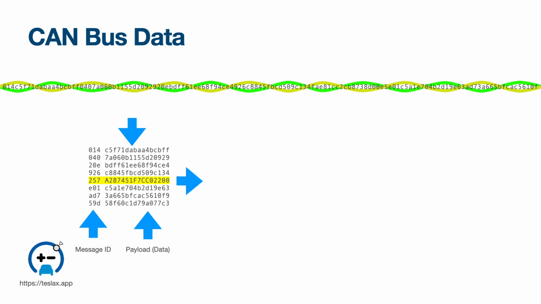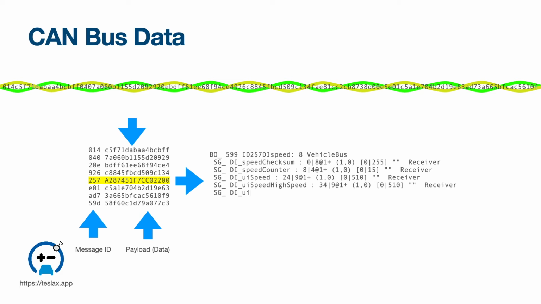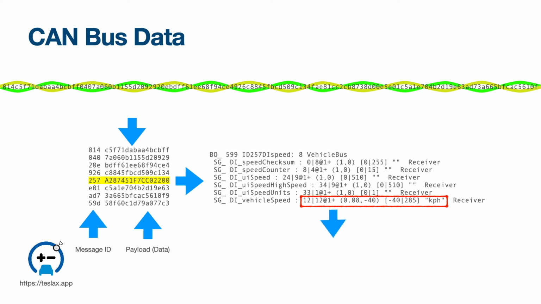A DBC file is a description of the frames you might find on a CAN bus. Entries in this file explain how to decode a CAN frame into useful values. In this case, we have a message ID 257, which is 599 in decimal. Looking at the DBC file, we see this is the DI speed message, and the signal entry tells us that the vehicle speed starts on the 12th bit and is 12 bits long, and it contains other useful information on how to decode the value. This gives us a value of 48 kilometers per hour.